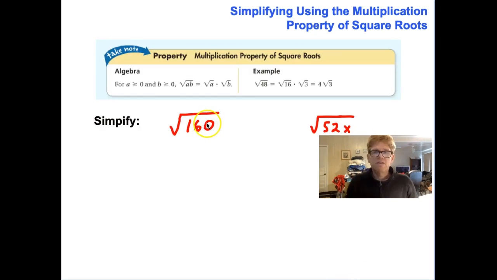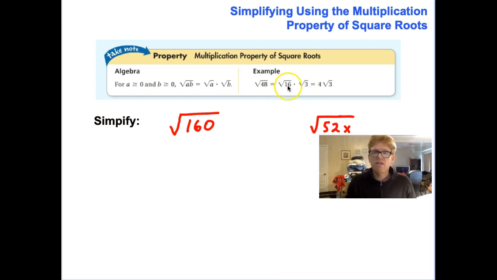Let's go ahead and get down to the business of simplifying some roots. One of the tools that we have is the multiplication property of square roots, and how that works is this. We can take a square root, and we can break it down into the factors that make up that square root. So for example, 48 has 2 factors, 16 and 3, so we can split those up.